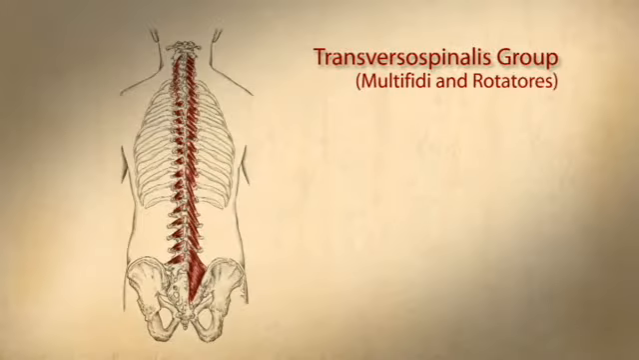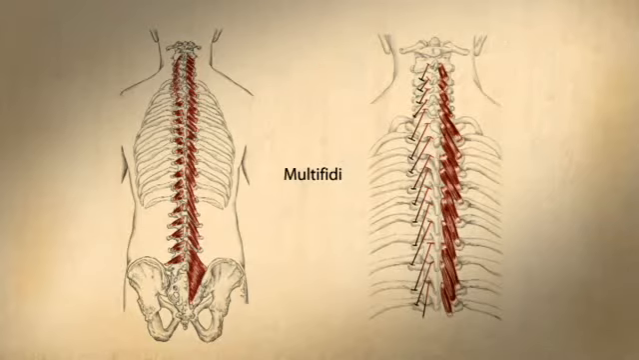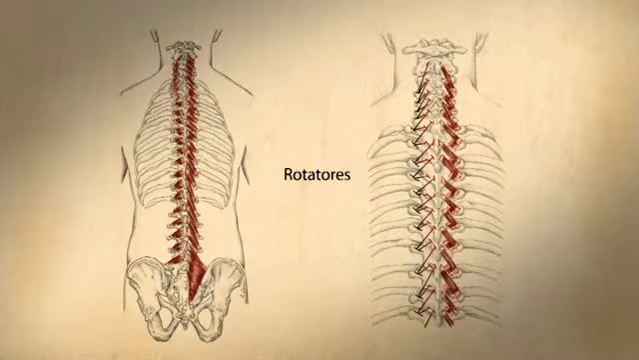The multifidi and rotatories are part of the Transversospinalis muscle group. They are deep to the erector spinae muscle group and extend the length of the vertebral column. The surprisingly thick multifidi are directly accessible in the lumbar spine. They are the only muscles with fibers that lie across the posterior surface of the sacrum, and the shorter, smaller rotatories lie deep to the multifidi.